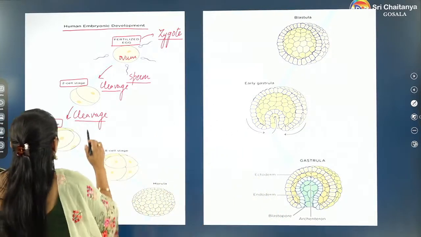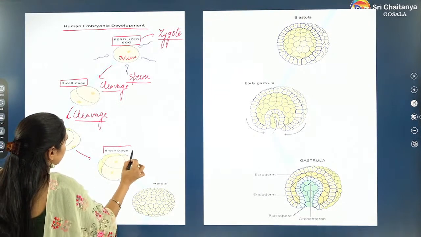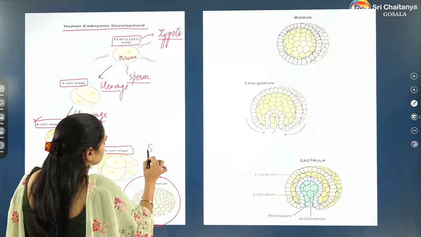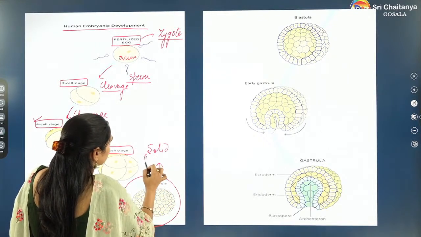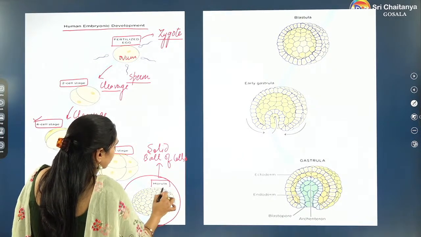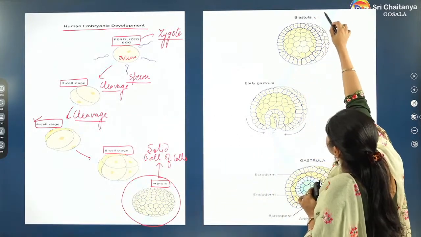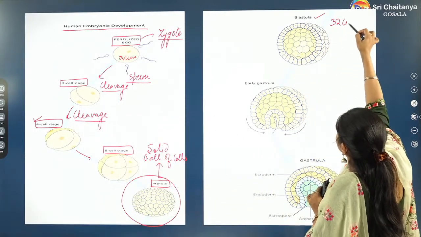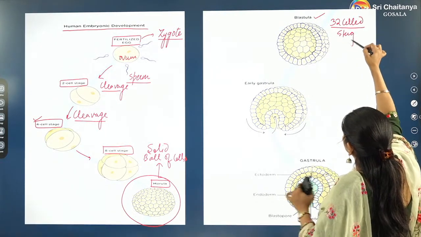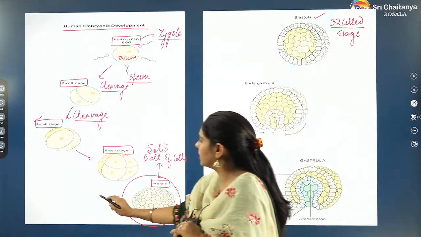Alright. So after this cleavage you can see a 4-cell structure, then again the cleavage will happen, 8-cell structure. So here can you see the solid ball of cells? This is the solid ball of cells. This is known as morula, everyone, morula. Then after morula you can see blastula here, a 32-celled structure, 32 cells are there. This is the 32-celled stage. So after the 16-cell stage, the 32-cell stage will come. In morula there will be 16 cells.